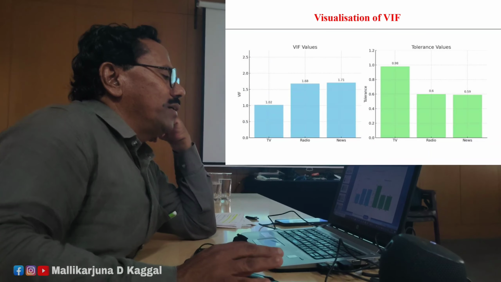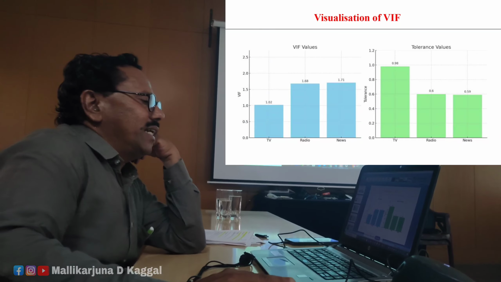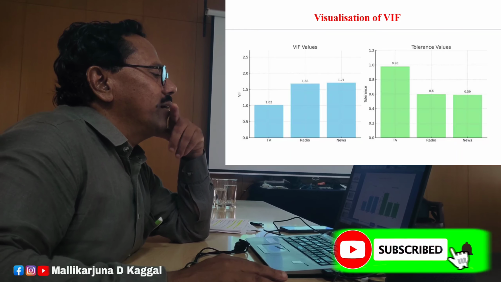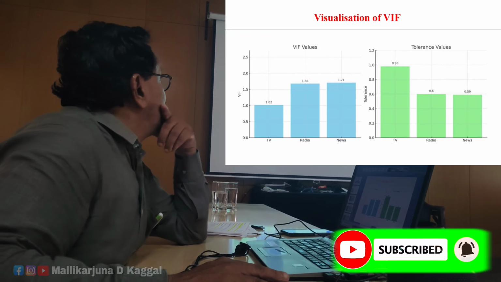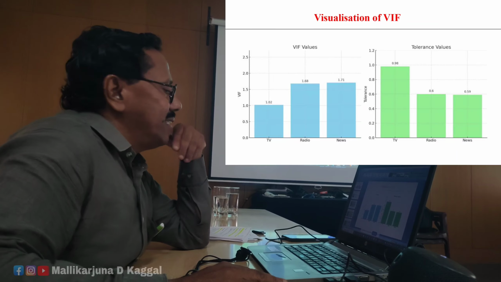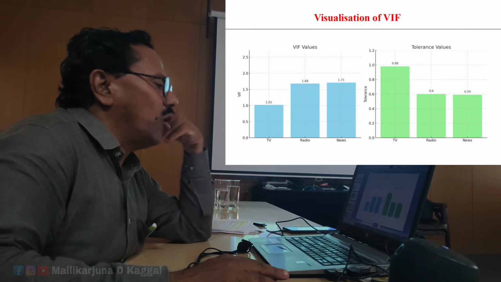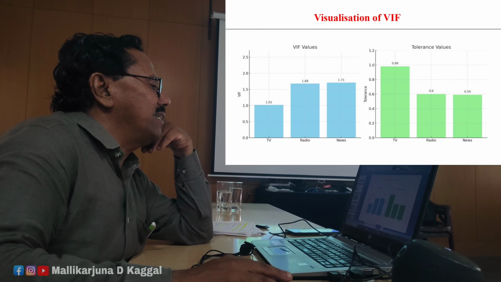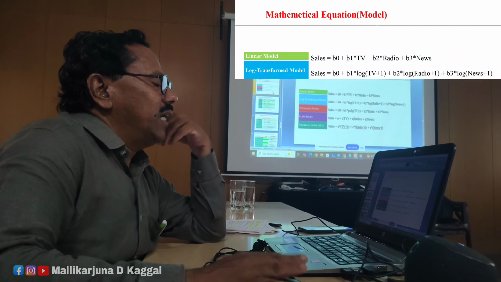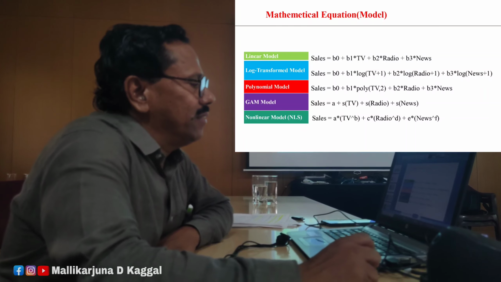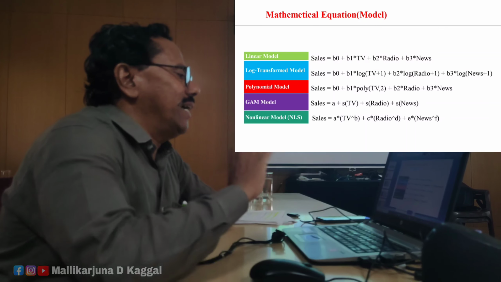Now I have presented this in a graph. The highest is a VIF of 1.71, for news advertisement, 1.48 is the second highest, and 1.02 is the third. So almost all the independent variables are less than 5. Now this is the equation, the mathematical equation I have copied from the literature that I am presenting.